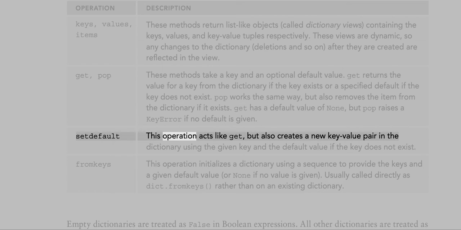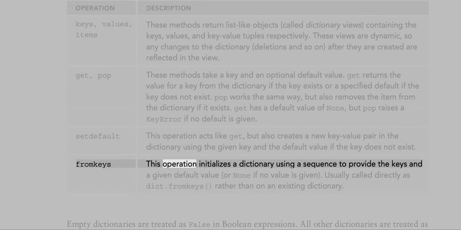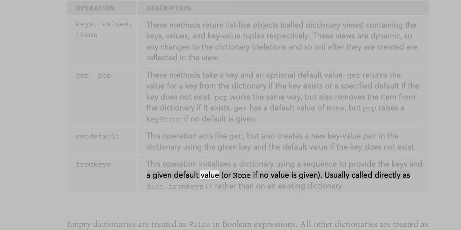setdefault: this operation acts like get, but also creates a new key-value pair in the dictionary using the given key and the default value if the key does not exist. fromkeys: this operation initializes a dictionary using a sequence to provide the keys and a given default value, or None if no value is given. Usually called directly as dict.fromkeys, rather than on an existing dictionary.